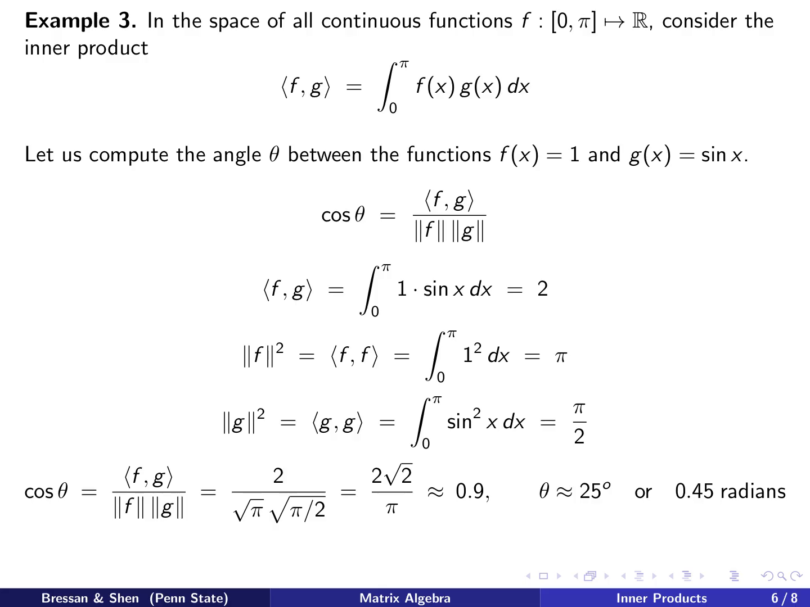Okay, now we're ready to compute the cosine of theta with this formula. And then we just plug in the values we have. 2 here, and this we'll have to take square root. And this one here we also have to take square root. And then you plug in the value of pi and then the value of square root of 2. You get approximately 0.9. And you can compute the inverse of cosine, and you find out this angle is about 25 degrees or 0.45 radians.